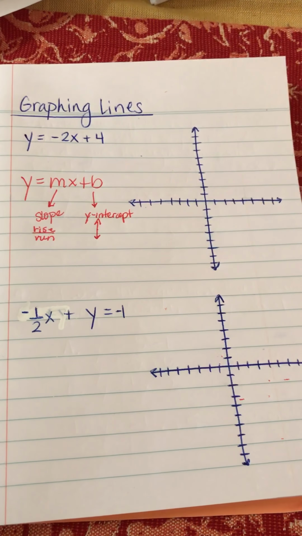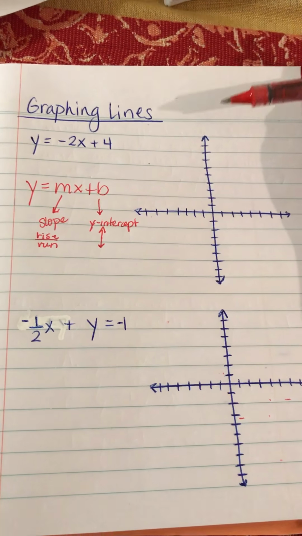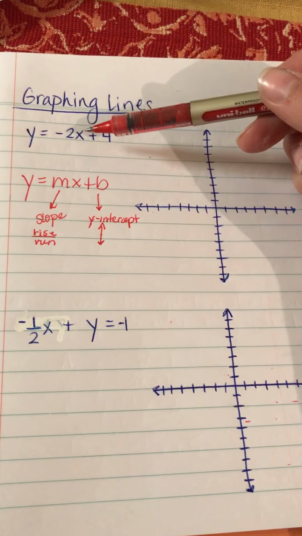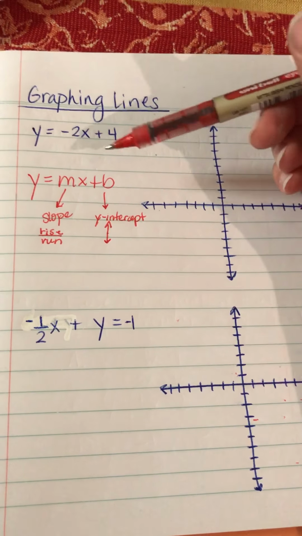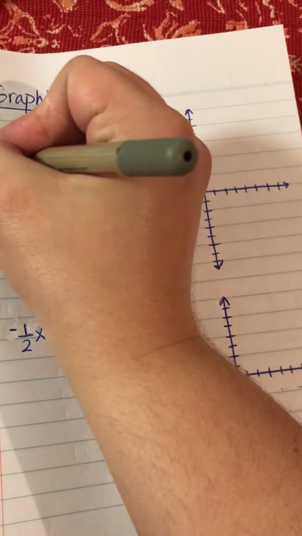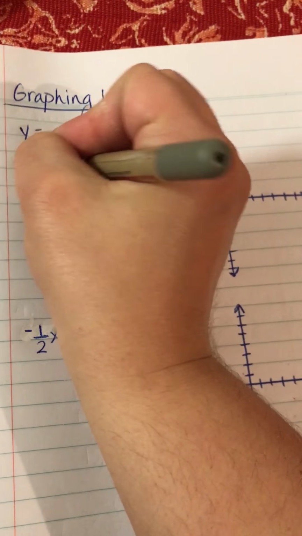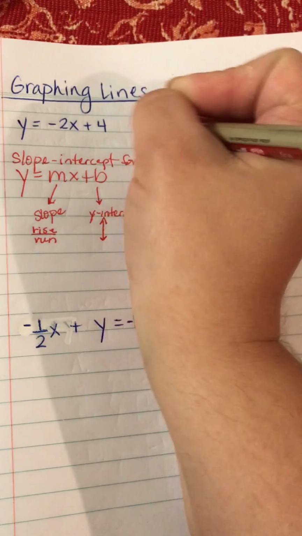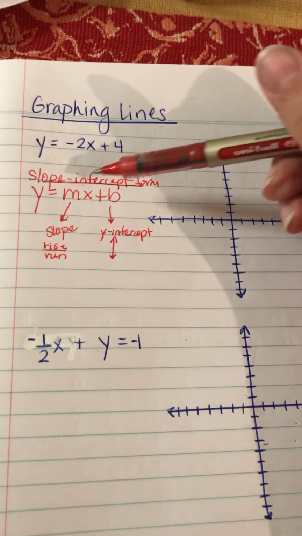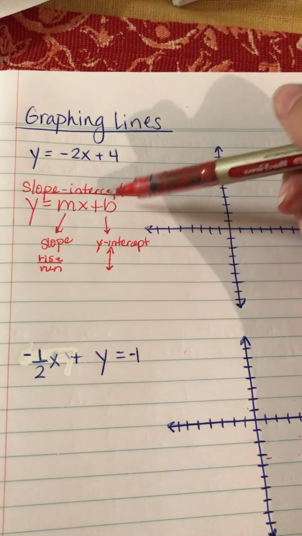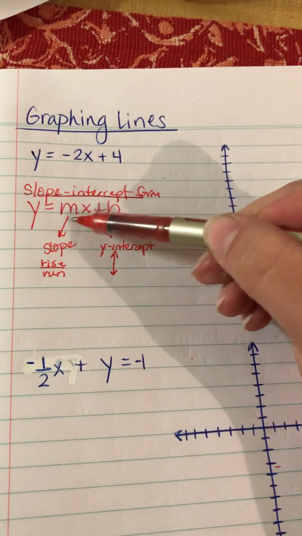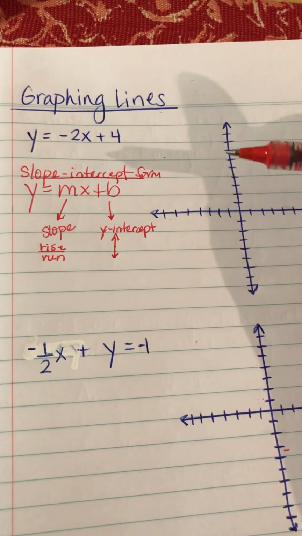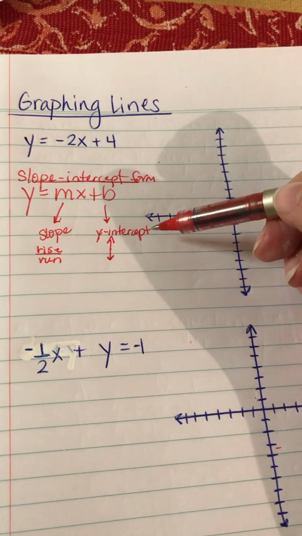When we're graphing lines, it's easiest if the equation is in slope-intercept form. So I have y equals negative 2x plus 4 here. And I remember that my slope-intercept form is y equals mx plus b. And I also remember that m is the slope, which is the same thing as the rise divided by the run, and the b is called the y-intercept.